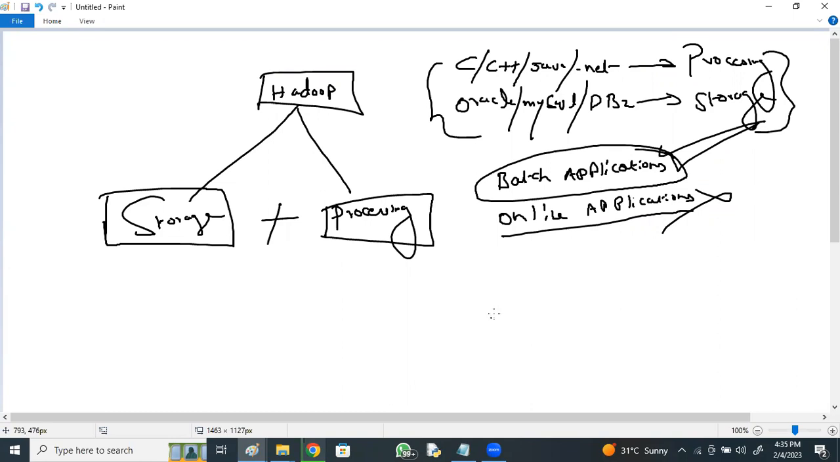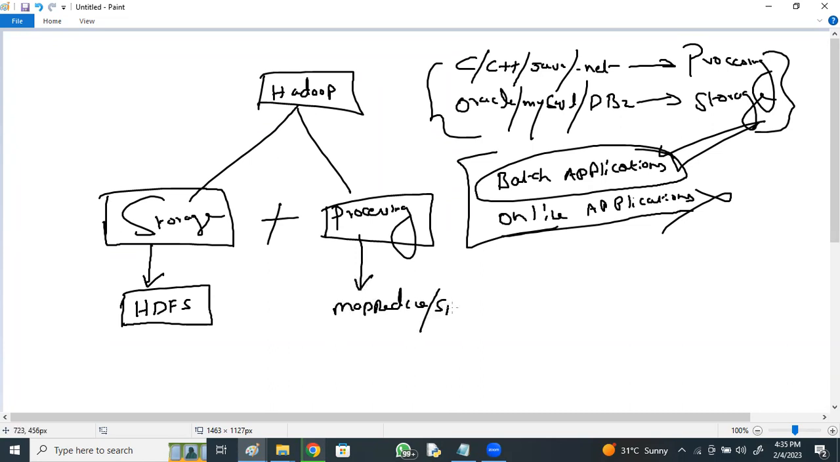I'll come back to batch and online applications. But for storing the data, Hadoop doesn't use any database because databases have some drawbacks. Despite the drawbacks, Hadoop still doesn't go with databases. So it uses a kind of file system called the Hadoop Distributed File System. And for processing, we go with MapReduce, but currently we are using Spark. MapReduce and Spark are both used. So Hadoop has two services, storage and processing.